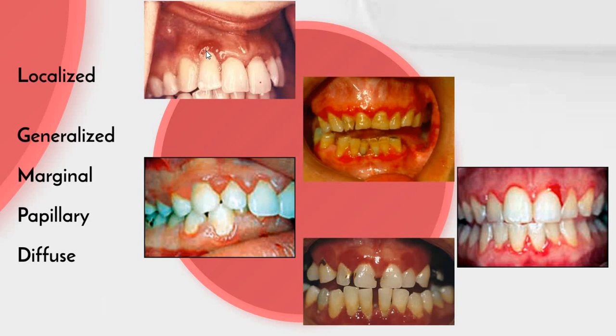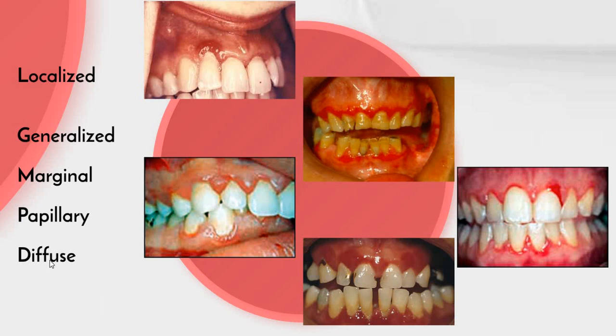So we may have a marginal gingivitis, for example, plus papillary gingivitis at the same time. We may have generalized gingivitis, but at the same time it's marginal gingivitis, and at the same time it may involve the papillary gingivitis.